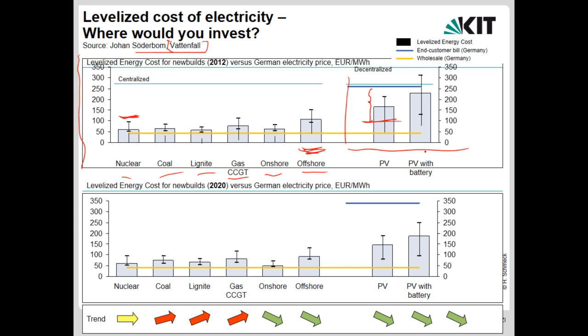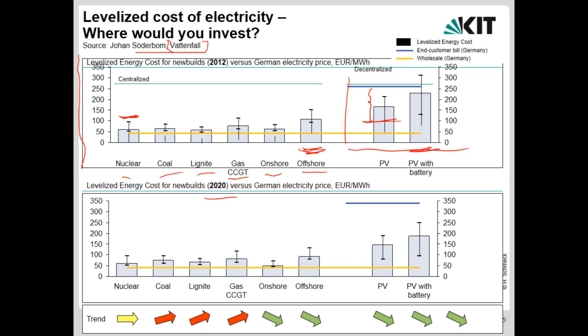Okay, then we have another indication here, or another price for a technology where you combine photovoltaic with battery. That makes it more expensive. This was based on the prices in 2014, 2 years ago. Meanwhile, the prices go down. So here is an estimation of Johann Söderbohm for the prices in 2020.